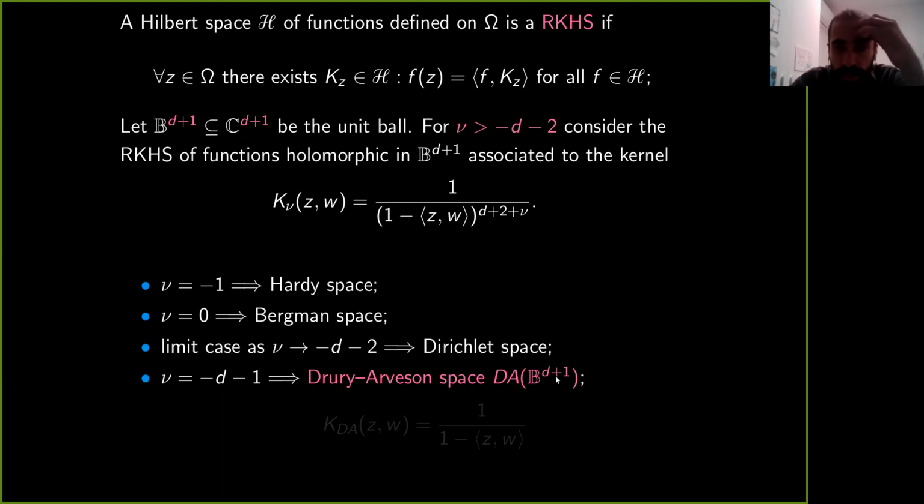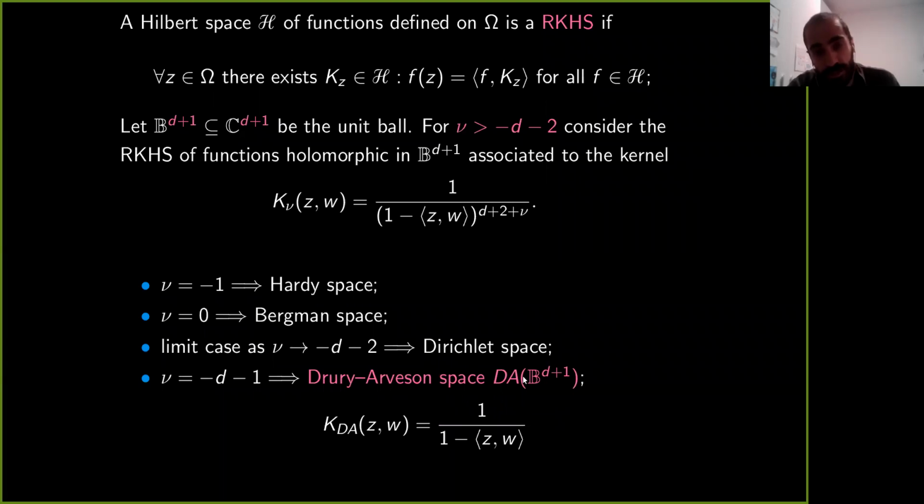Here I ask for your forgiveness because I'm using this non-standard notation. I apologize, but we started using this notation with my collaborators, and we had a lot of H in the paper. We also use it for the Heisenberg group and stuff like that, and so we use this non-standard notation, and I hope it will not confuse you. So this is the kernel of the Drury Arveson space.